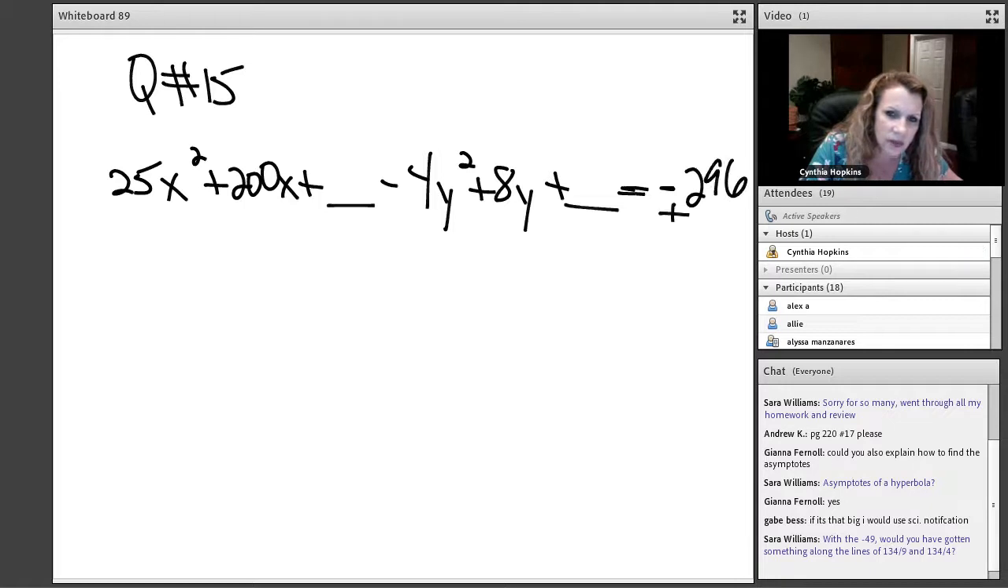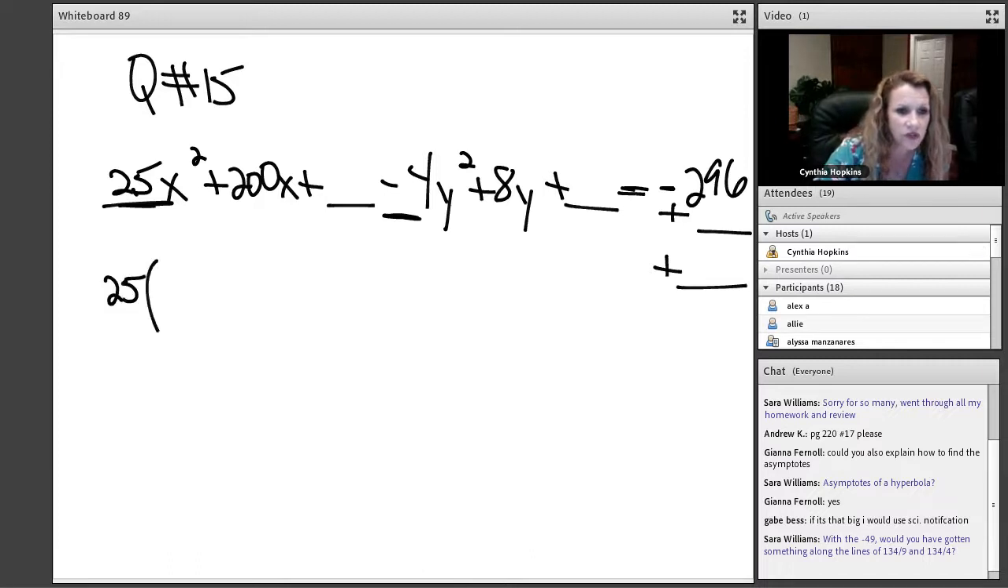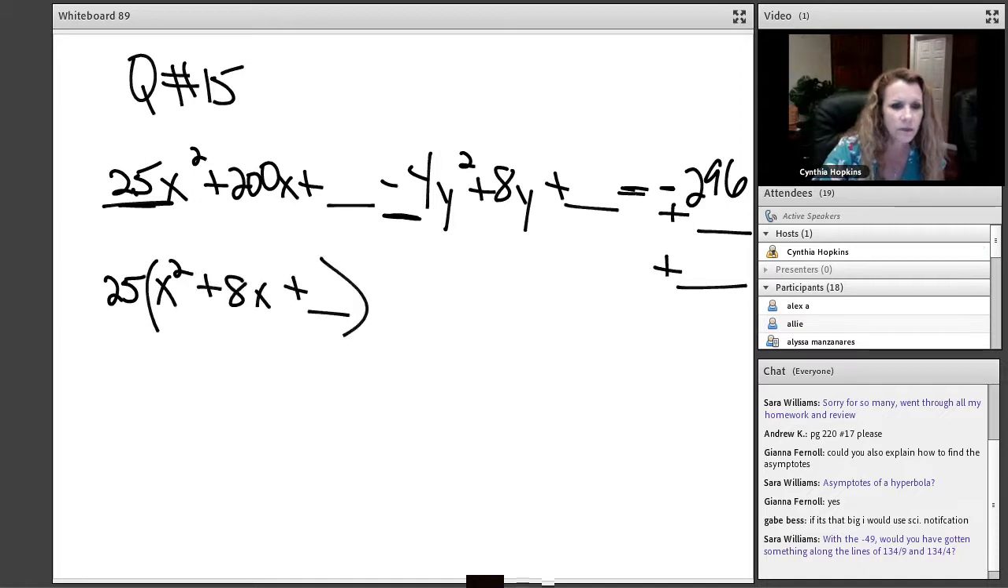And then underneath that, I'm going to write plus blank, so I don't forget to complete the square on both sides. All right, because of this 25 and this -4, you cannot go to your middle term and take half and square it. You have to factor out the 25 first. So I get 25, the quantity, x squared plus 8x. Now I'm ready to complete the square. So half of 8 is 4, squared is 16, and 25 times 16 is 400. So I'm going to add 400 to the other side as well.